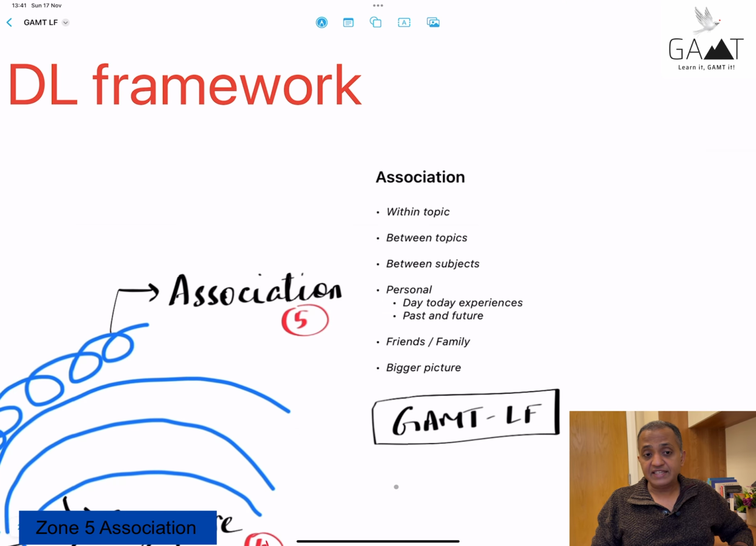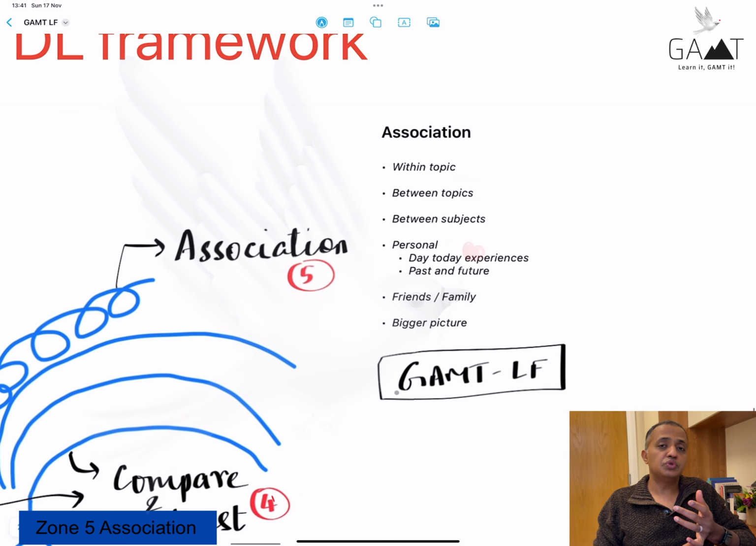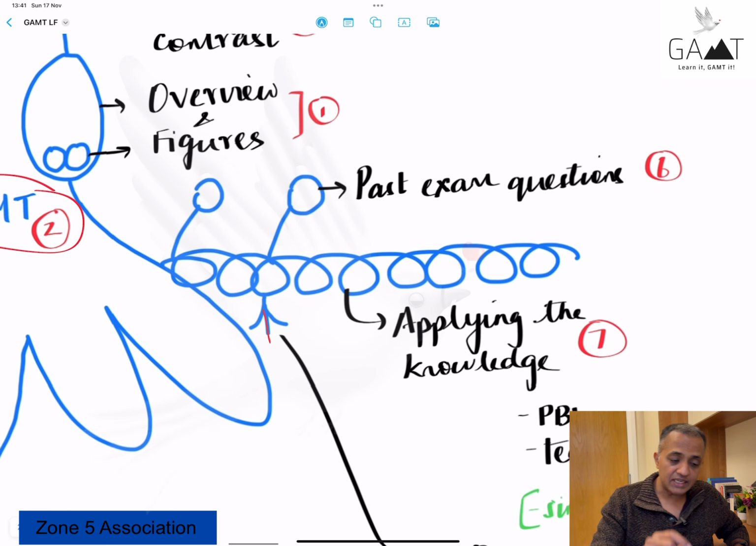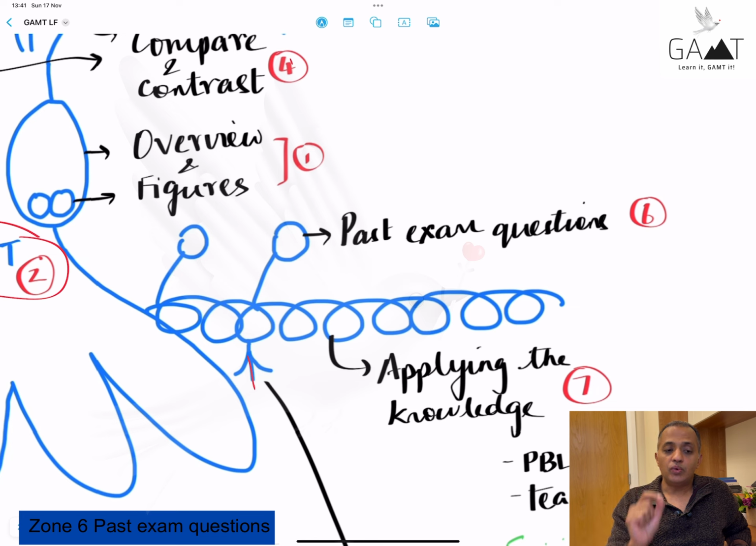So association, so that you get the idea, right? You need to create associations within the topic, between topics, between subjects, personal, friends and family, and the bigger picture. The more associations you have, the better. Try to put everything in your anchor, so you can go back to it later if you have to. All right, that was zone 5, only three more zones left. Almost there. Zone 6 is the past exam questions.